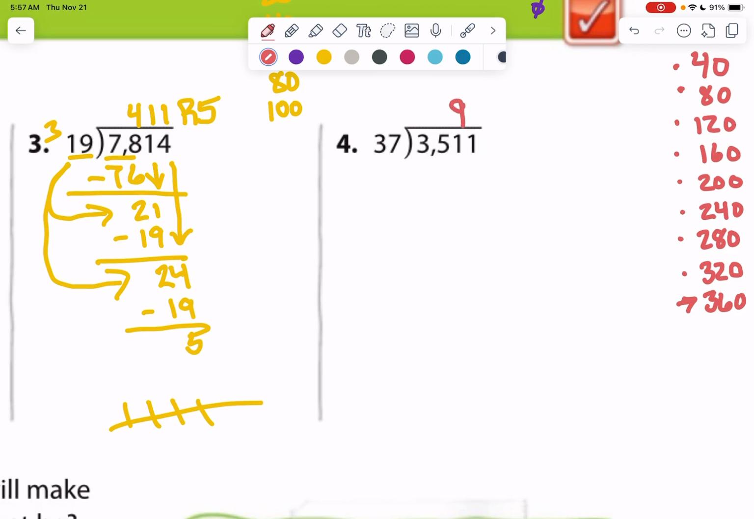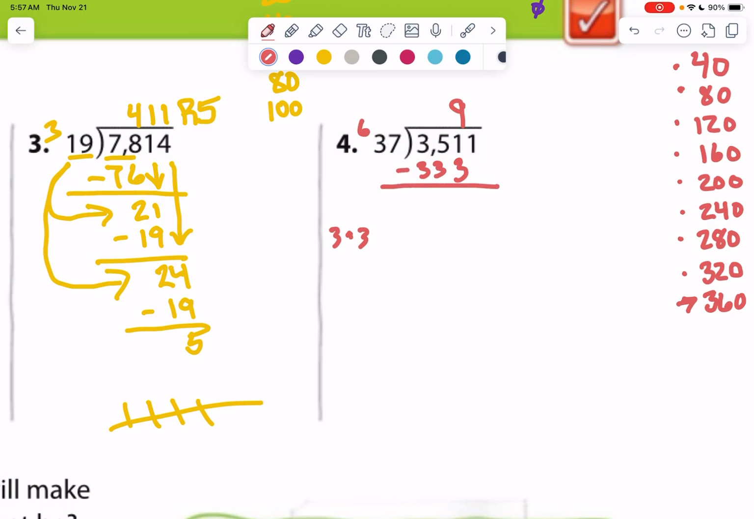9 times 7 is... no, that's not right. 63. Goodness, Miss Mannion. 63. Okay? 9 times 3 is 27 plus 6. So in my head, I'm thinking of 6 as 3 plus 3. So 27 plus 3 is 30, plus 3 more is 33. 33. Subtract.